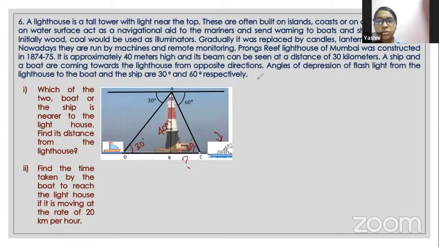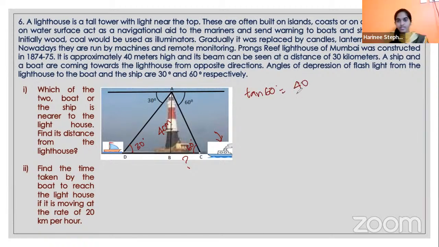Is it 40 upon root 3, ma'am? Which ratio did you use? Tan 60, ma'am. Tan 60, correct. Tan 60 is equal to 40 upon BC. Tan 60 is root 3. Yes, dear, you are right. BC is equal to 40 upon root 3. Very good, done.